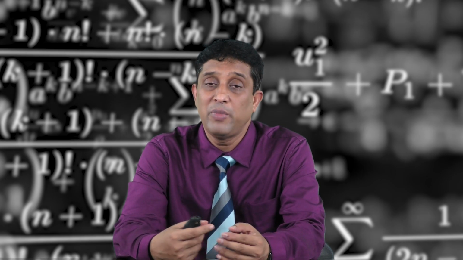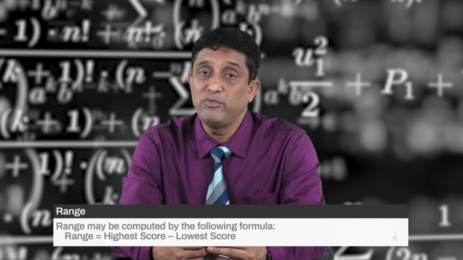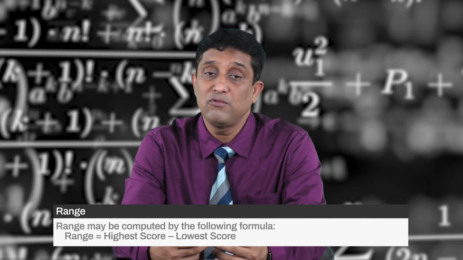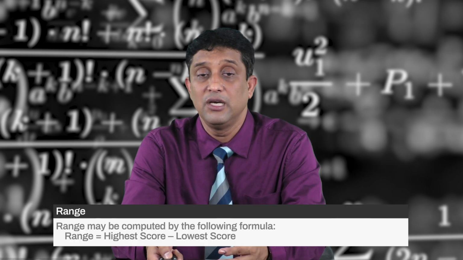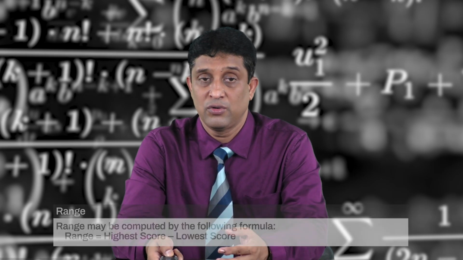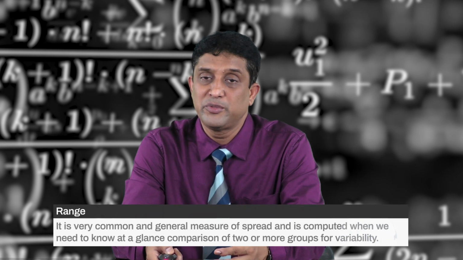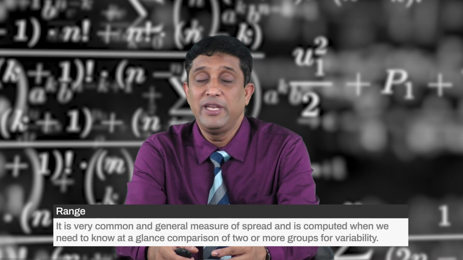So by your observation, you have to find out the highest score in that group, and you have to find out the lowest score of this group. And you can calculate range by subtracting, by getting the difference or the gap between the highest and the lowest score. Range here is highest score minus lowest score. It is a very common and general measure of spread, and it's computed when you need to know at a glance a comparison of two or more groups for variability.